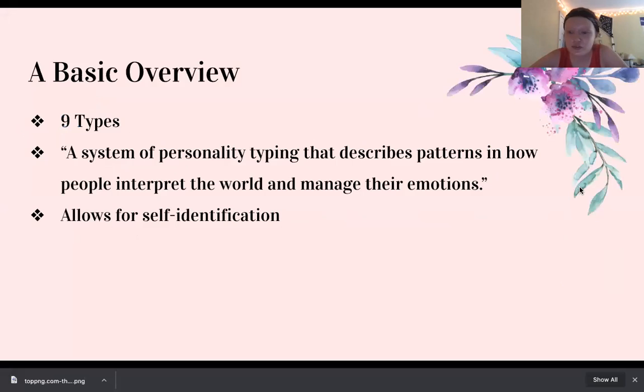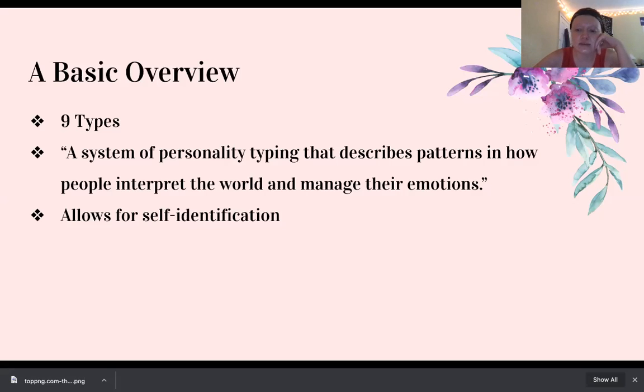So, basic overview, the modern Enneagram was created by George Ivanovich Gurdjieff, who was a mystic and a spiritual teacher in the 1930s. It didn't arrive on the American shores until the 1960s. Most people do focus on the secular aspect of the Enneagram, but there is a connection with religion and with Christianity, as you'll see later.